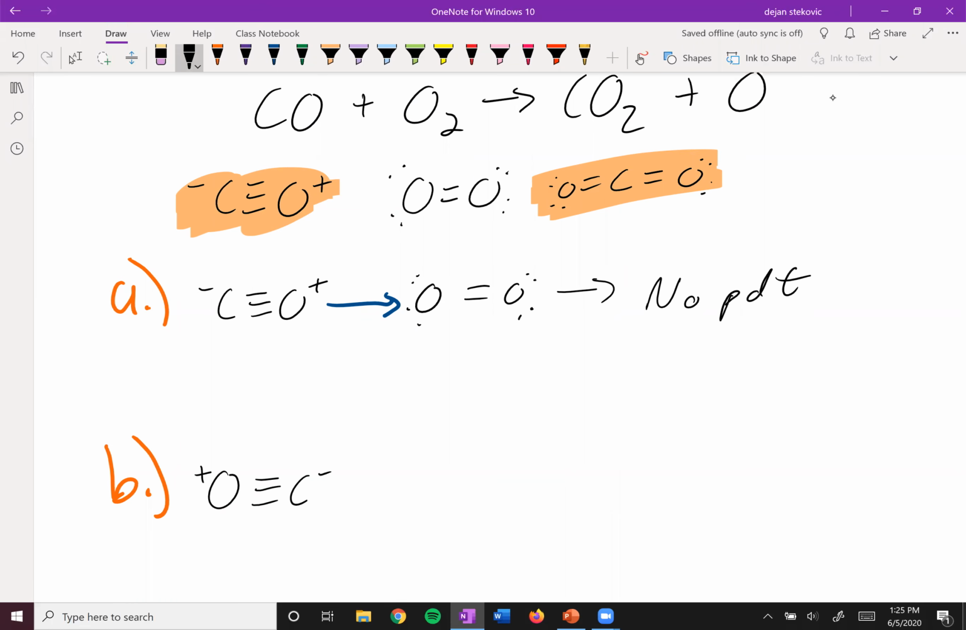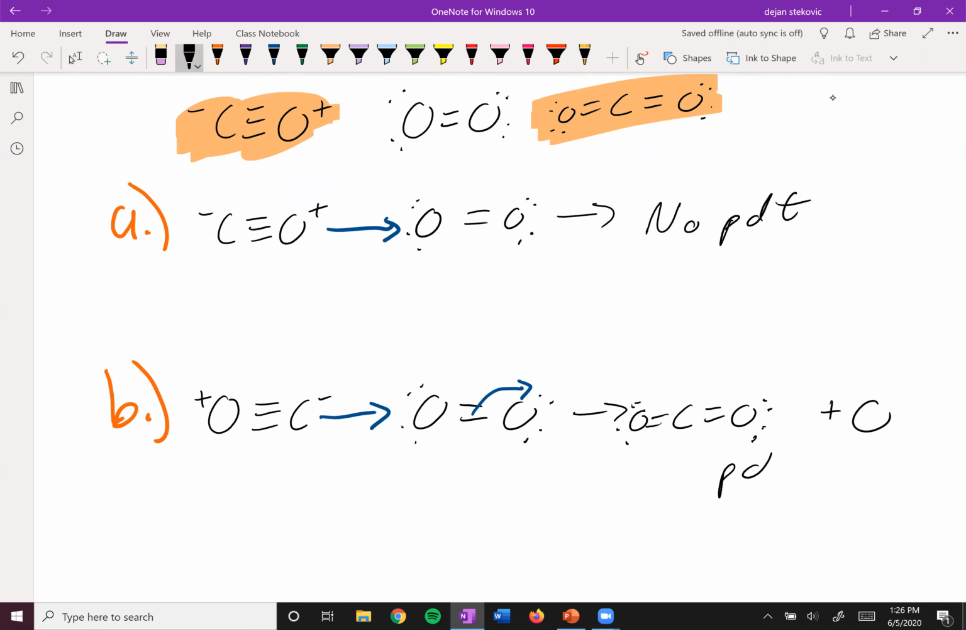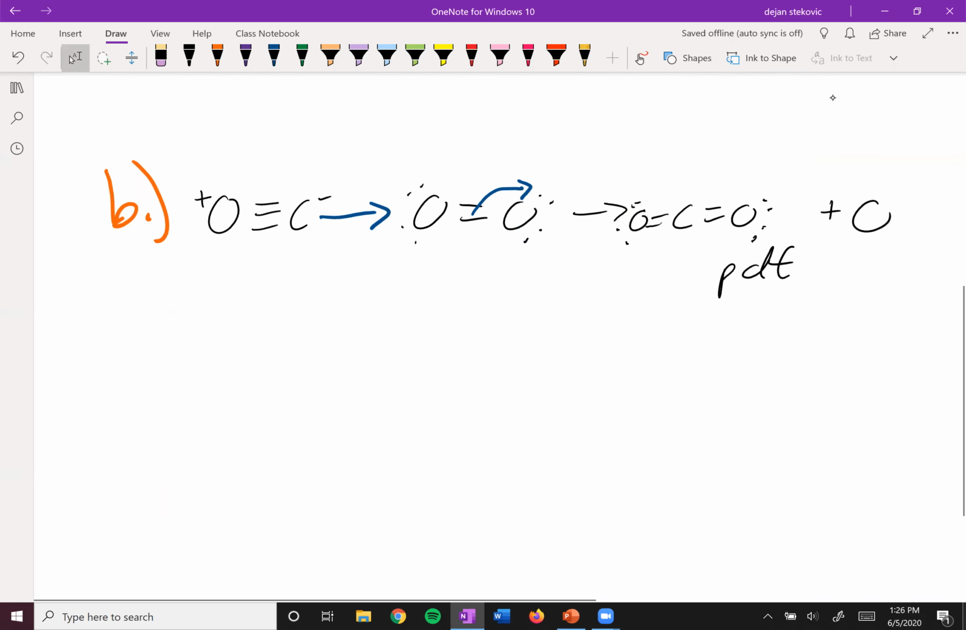Whereas if we flip this molecule, and now we say that this carbon hits this oxygen, it can form a bond with this oxygen, and then it can kick off this other oxygen, right? And so then we'll get our CO2 and our neutral oxygen by itself, and thus the product. So you can see that the orientation matters.